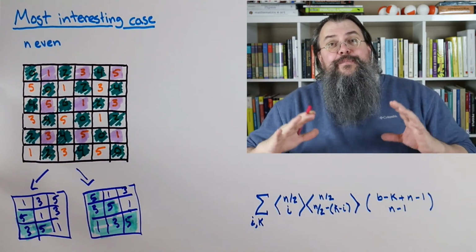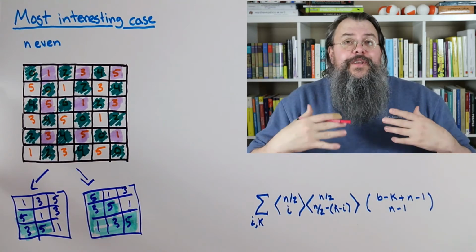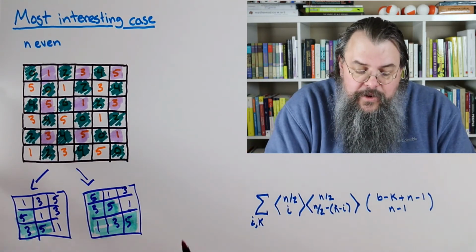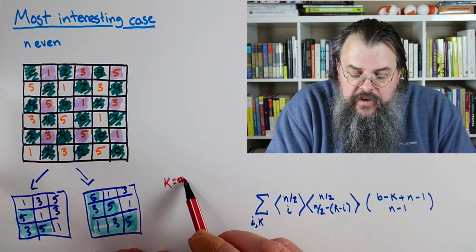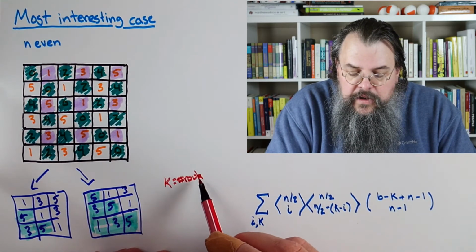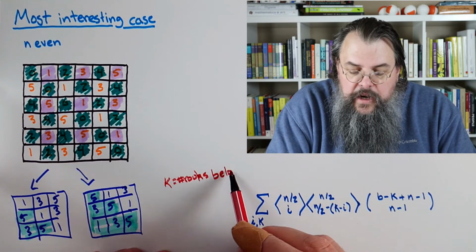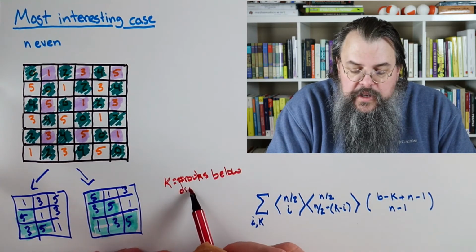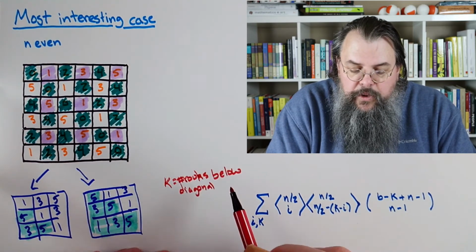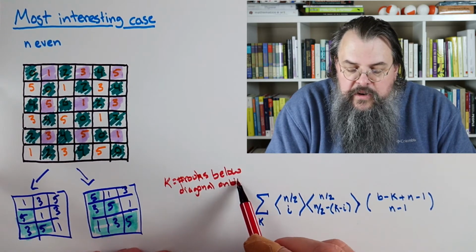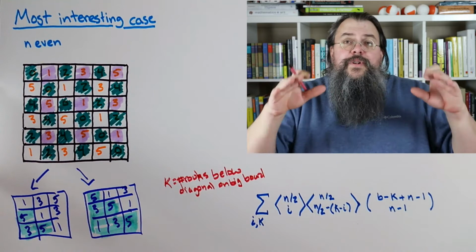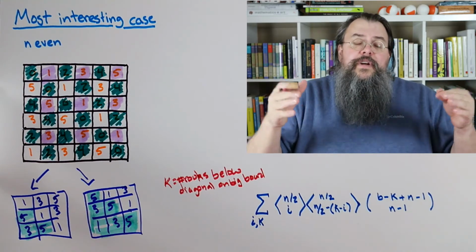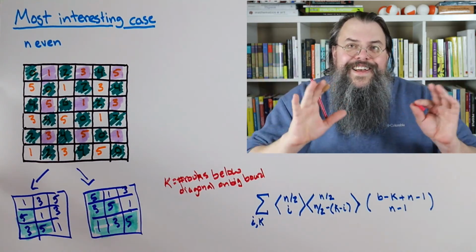As with any sum, it's important to understand what things are representing. So k is the number of rooks below the diagonal on the big board, not the small boards, the big board. In the past, when there was no other restriction, whether you numbered n choose k, life was good, and we were happy.